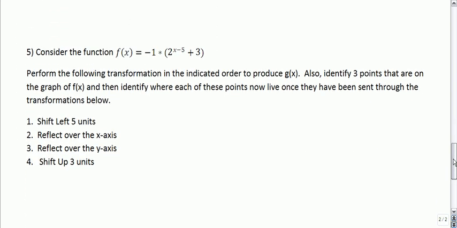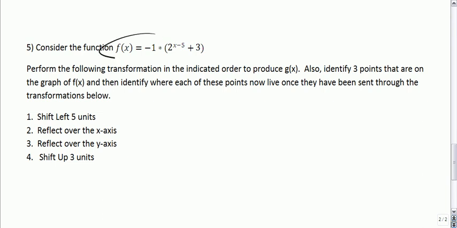Hey, last problem. It's kind of a different one, right? Because I didn't start you with one of the parent functions. I already started you with something that's been transformed. But we're just going to apply these things in the order specified to that function. And it also says identify 3 points on the graph, right? So I'm going to identify 3 points on the graph first. Now I could graph it and then look for some nice values in the table, and that's what I'll do. So I'm going to open up the graph program, graph this equation, and look at the table.